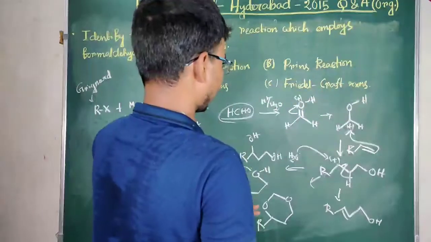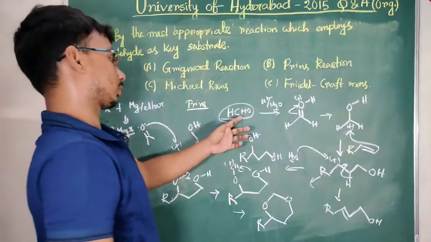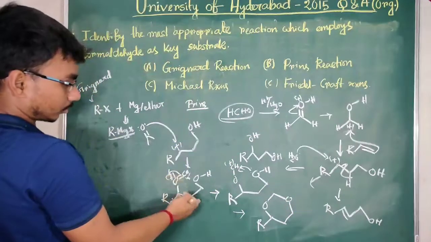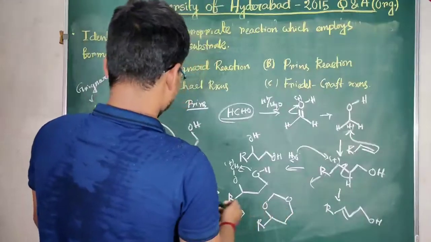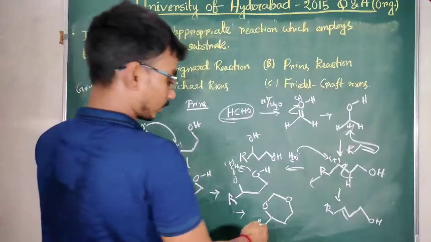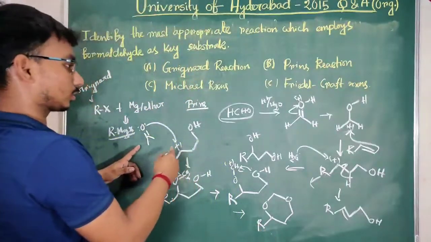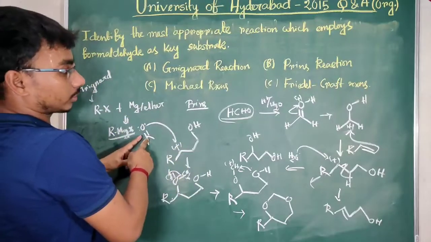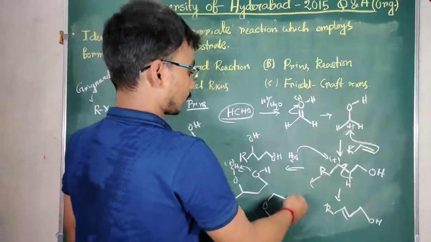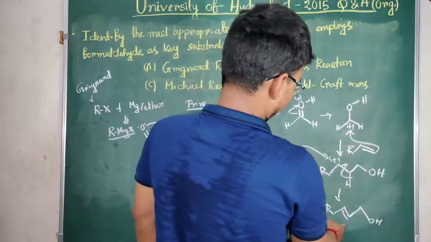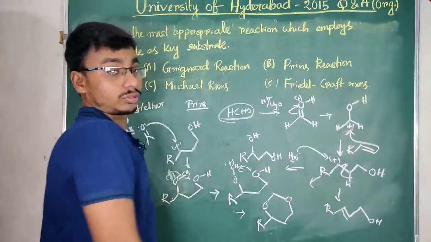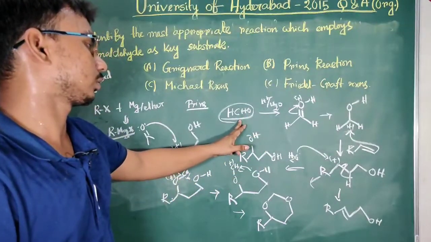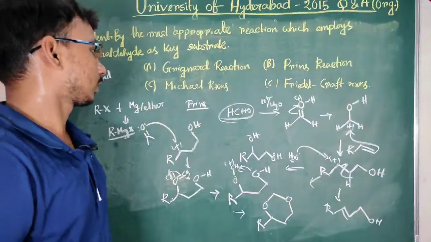with any nucleophile or with the formaldehyde also. And for this cyclic compound, if you want to get this cyclic compound, you have to attack the carbocation with the formaldehyde again, or if you attack with water, you get this product and this product also. So ultimate thing is the starting material is formaldehyde for Prins reaction.